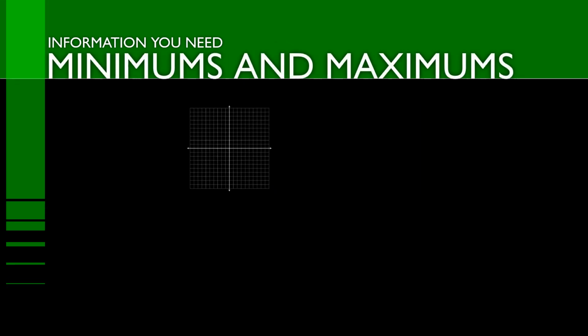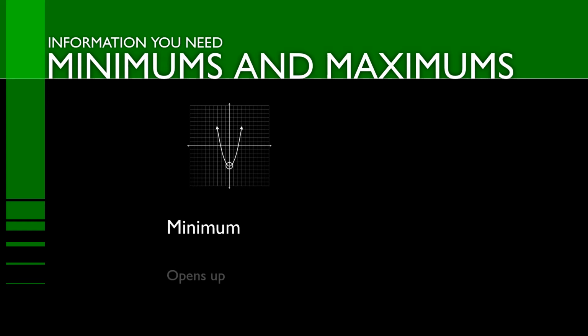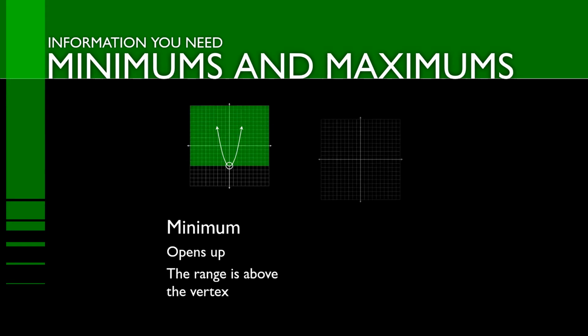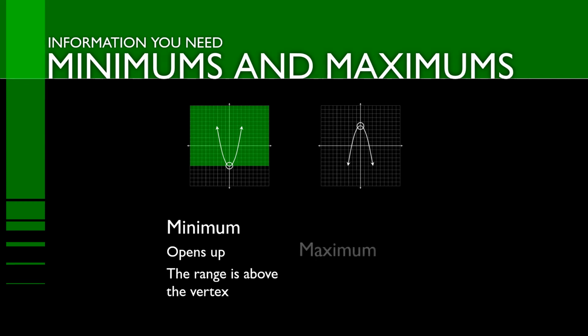We also have our minimums and maximums. Remember that the minimum is going to be the lowest point of an upward-facing graph. So it opens up and the range is going to be above the vertex point. If we have a maximum, then we're going to have a downward facing graph and our range is going to be below the vertex.